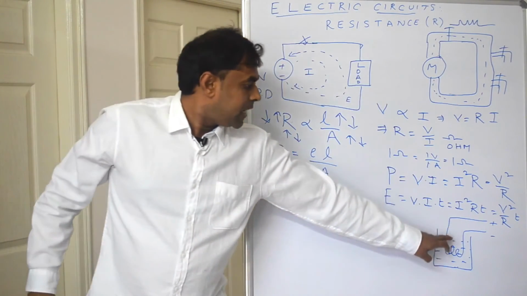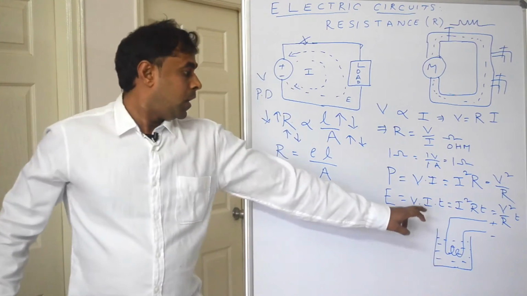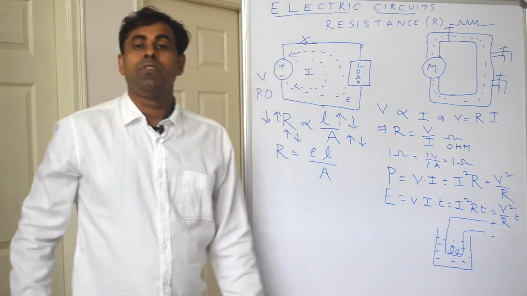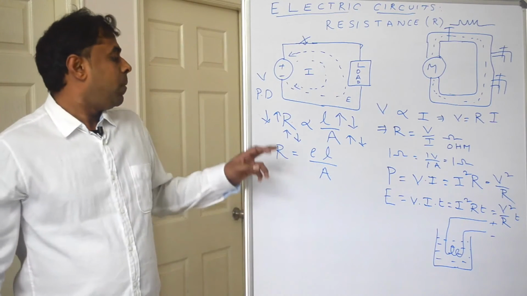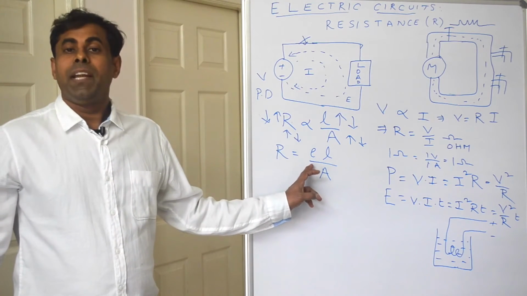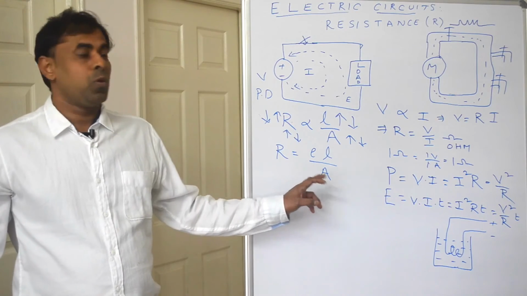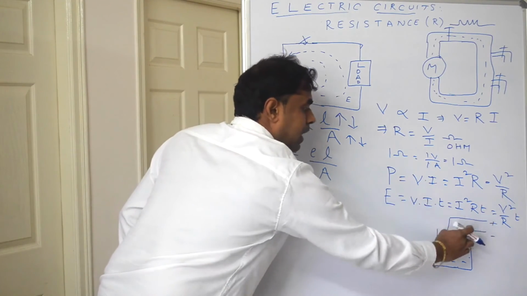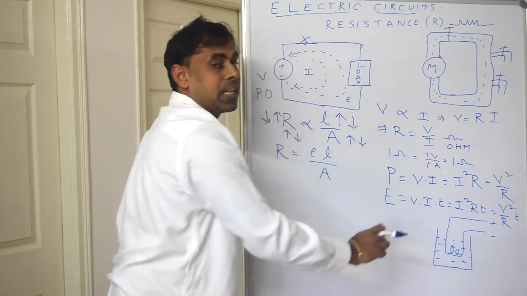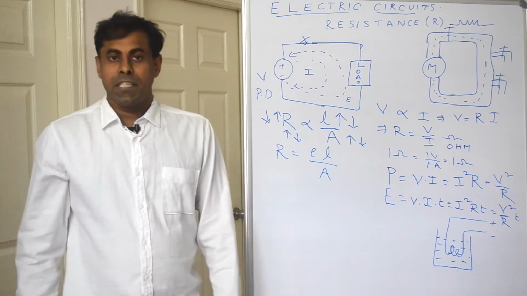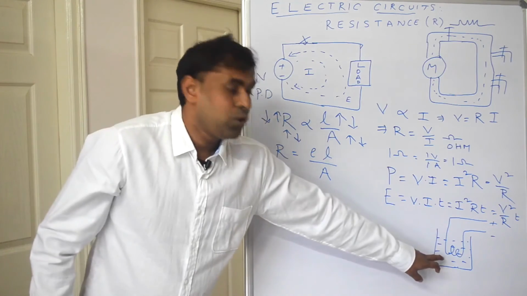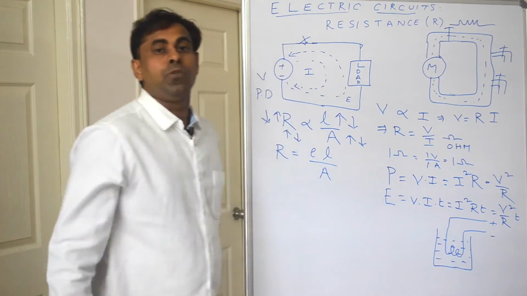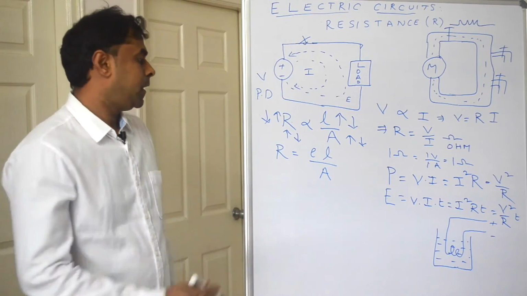Here an electric heater is placed in a water tub and is connected to a source. The wire used for the electric heater is made of a material which has a very high resistivity value, so resistance will be high. Whatever electrical input energy is given to the heater is converted into heat energy, and that heat energy is used to heat the water. This is the example where resistance is used as a heating element.